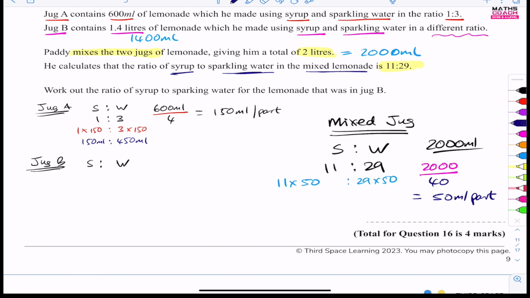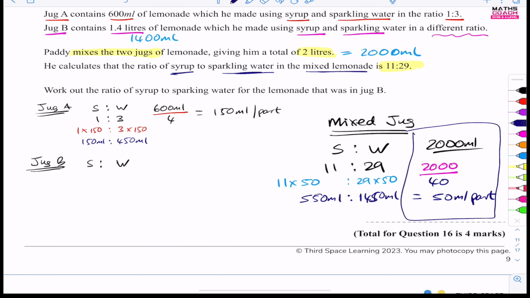So 11 times 50 gives us 550 milliliters of syrup, and 29 times 50 gives us 1,450 milliliters. Let's just put a box around that so it's not confused. So this is what we know from the mixed jug.